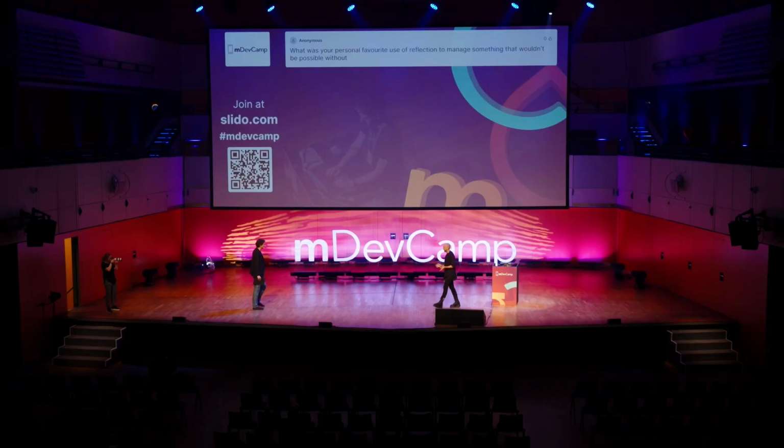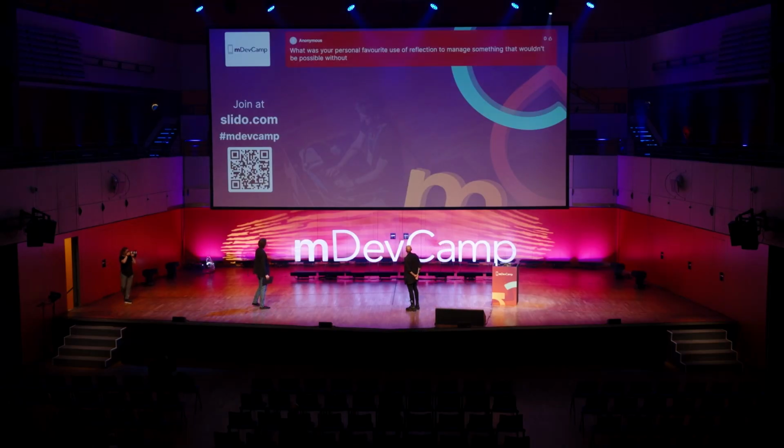Okay, similar to the enum topic. Shall we take one more question? Yeah. What was your personal favorite use of reflection to manage something that wouldn't be possible without?